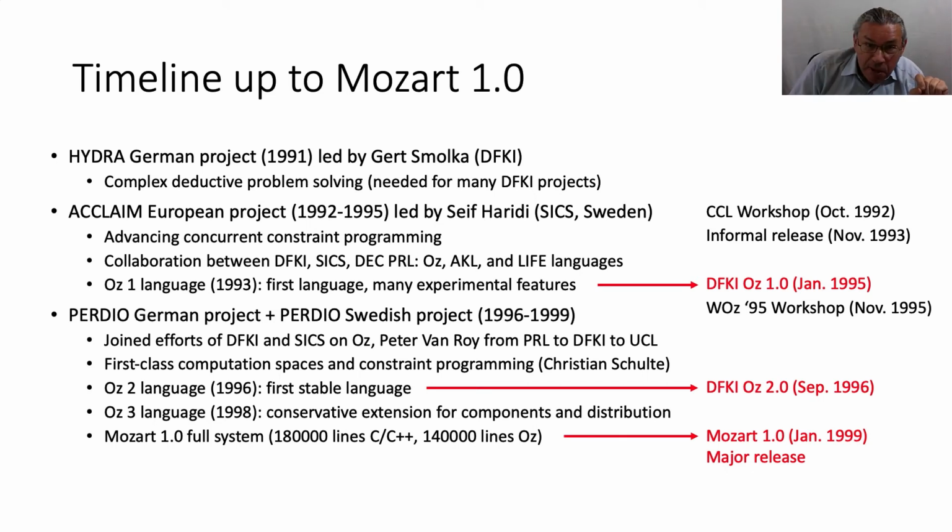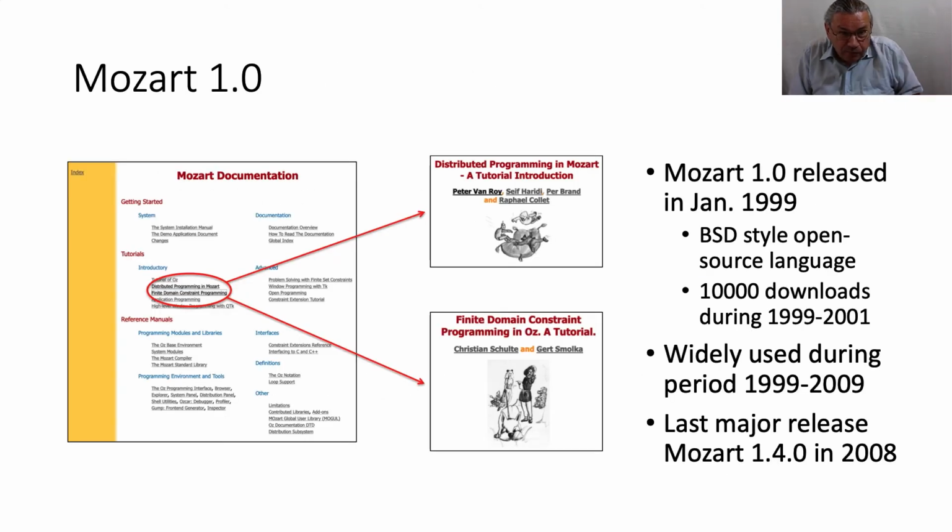This is a system with a major engineering effort behind it, 180,000 lines of C and C++, 140,000 lines of Oz, and in January 99, the Mozart 1.0 system was released. I can still remember when that happened. And here you can see some of the web documentation. There was a full set of libraries. It was released as open source with a BSD style license.